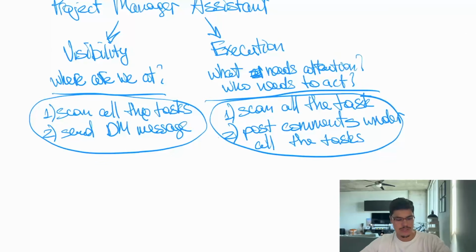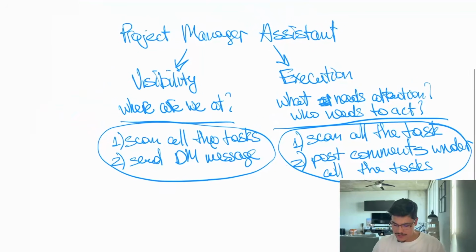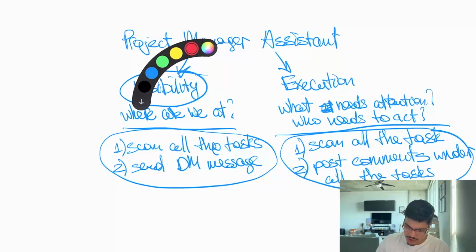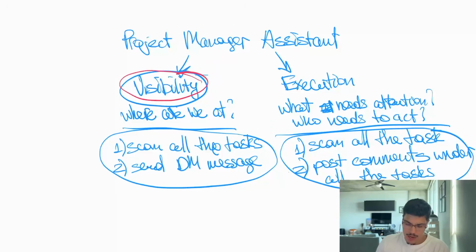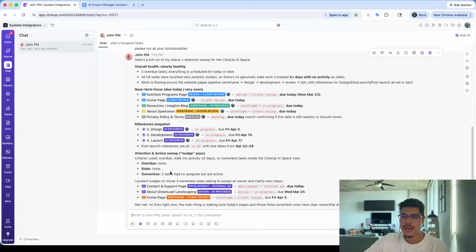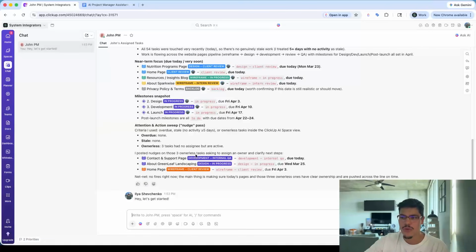If we go to our screen over here, you can see that this is the part for the visibility, right? This is where it actually posted the comment about all the things that are going on in the company. And this is how it looks. Again, I didn't give it a lot of direction in terms of the structure. It just basically broke it down into sections like overall health, like 0 overdue tasks. All 54 tasks were touched very recently. Near-term focus. These are the things that you need to focus on. Milestone snapshot, attention and action suite. I posted nudges on those 3 ownerless tasks asking to assign people.